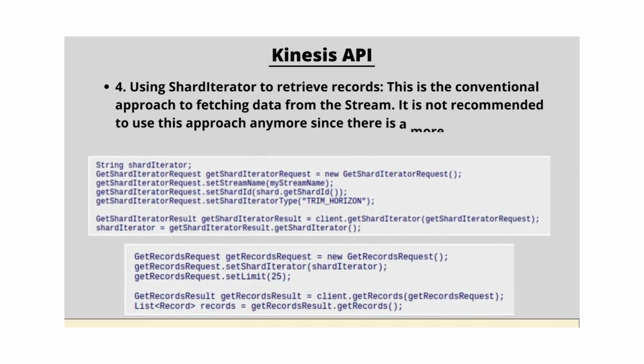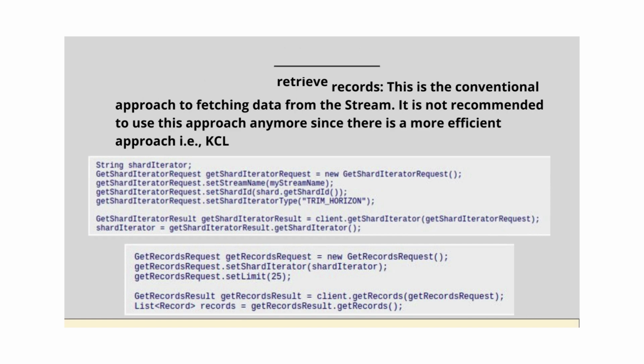Fourth one is using shard iterator to retrieve records. This is the conventional approach to fetching data from the stream. It is not recommended to use this approach anymore since there is a more efficient approach, that means KCL.